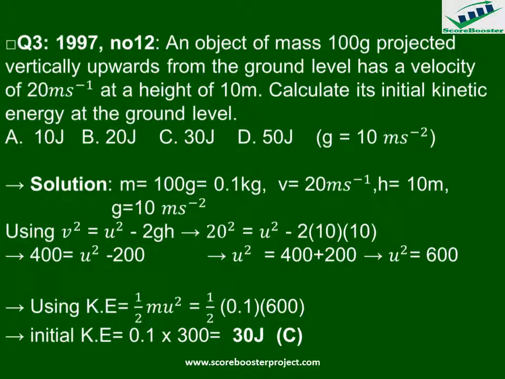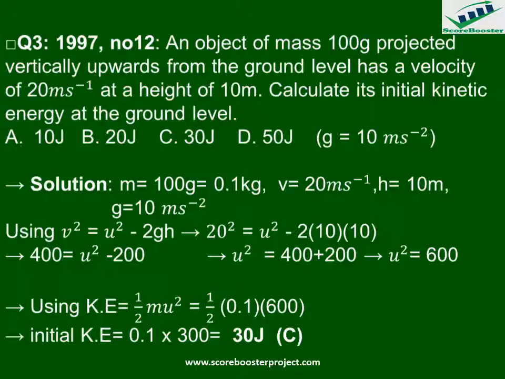The next question we shall be considering comes from 1997, number 12, and the question goes thus: an object of mass 100 grams projected vertically upward from the ground level has a velocity of 20 meters per second at a height of 10 meters. Calculate its initial kinetic energy at the ground level. Option A is 10 joules, option B is 20 joules, option C is 30 joules, while option D is 50 joules. Then you are given acceleration due to gravity g equals 10 meters per second squared.